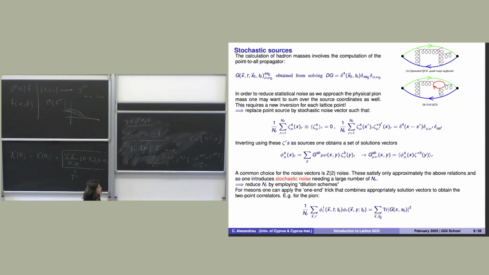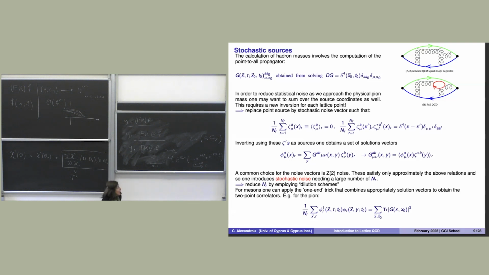And now what do I do? Instead of a delta function, I construct this quantity here, phi, and then this propagator is just the expectation value of this phi with this z. Basically, instead of having a delta function here, I have this stochastic source here. I invert it, and then I compute this overlap here, and I have the all-to-all propagator. So I have any y going to any x.